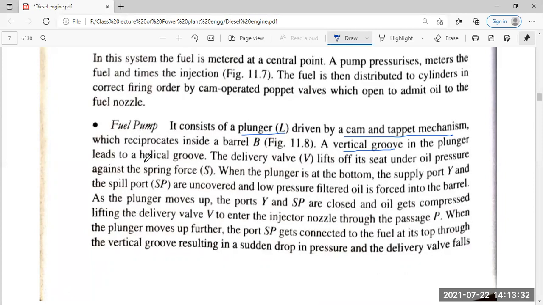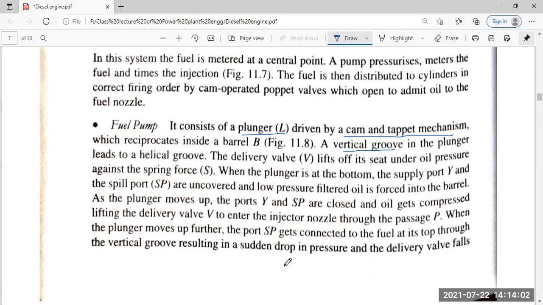The supply port and spill port both are uncovered, and low pressure filtered oil is forced into the barrel. As the plunger moves up, the supply port Y and spill port SP both are closed and the oil gets compressed, lifting the delivery valve D to enter the injector nozzle through the passage P.